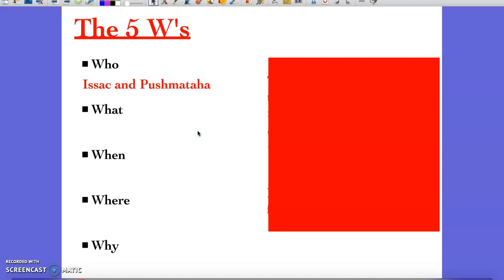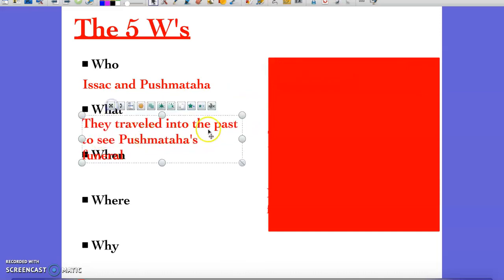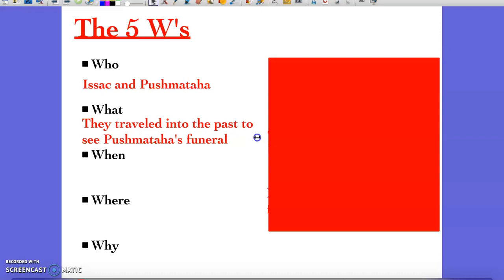Now, the next piece is the what. So what did they do? What did they want? What is happening? We need to pull out those details from the text as well. If I had to answer that question based on Chapter 3, I would say that the what is they traveled into the past to see Pushmataha's funeral. So what they did was they traveled into the past so that they could see Pushmataha's funeral.